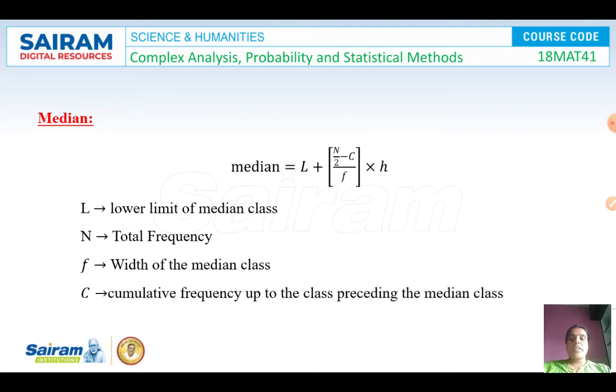Another definition which we have to know is the median. The median is defined as L plus (n by 2 minus c) divided by f, into h. What is L here? L is the lower limit of the median class, n is the total frequency, f is the frequency of the median class, h is the width of the median class, and c is the cumulative frequency up to the class preceding the median class.